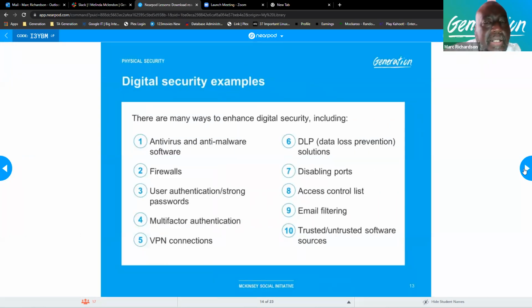All right. We're going to talk about digital security examples. Again, we want to screenshot this and be sure to learn these different examples.